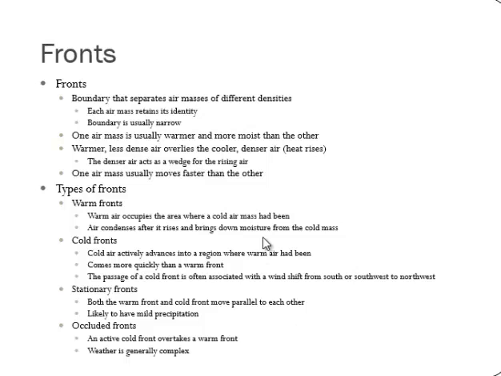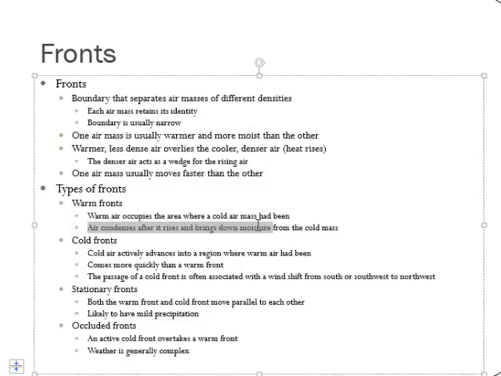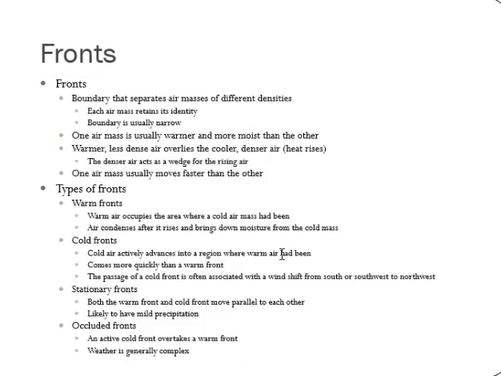The types of fronts, you have warm fronts, which is pretty obvious. A warm front is where you have a warm air mass moving in. A cold front is where you have a cold air mass moving in. When a warm front moves in, the air condenses and brings down moisture on the cold air mass. A cold front moves in more quickly.